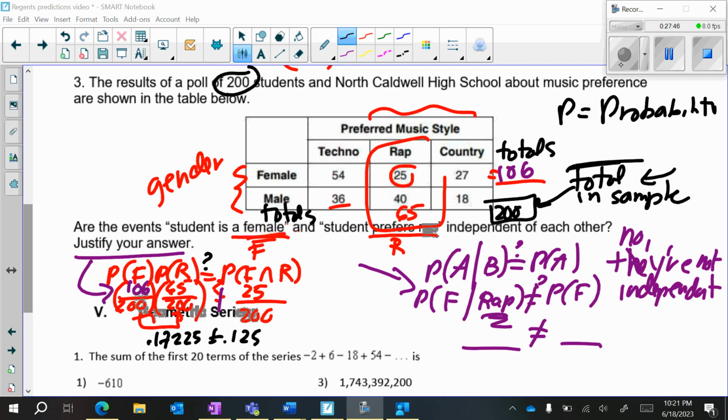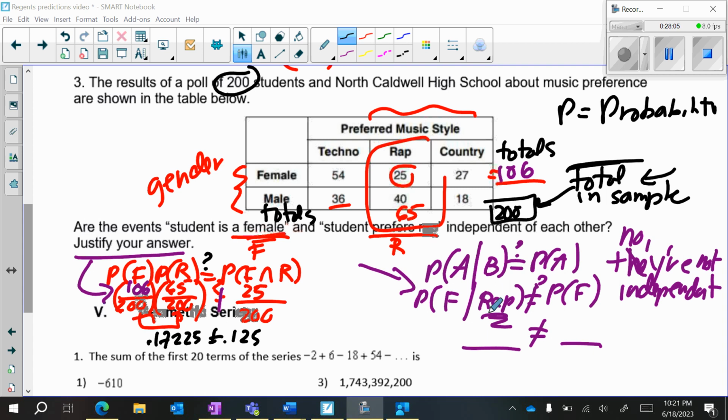So I ended up not getting that they were equal. They're not equal. I got 0.172 on this side and 0.125 on that side. So if they're close but not equal, they're still not independent. They have to be exactly equal on both sides. So keep that in mind.